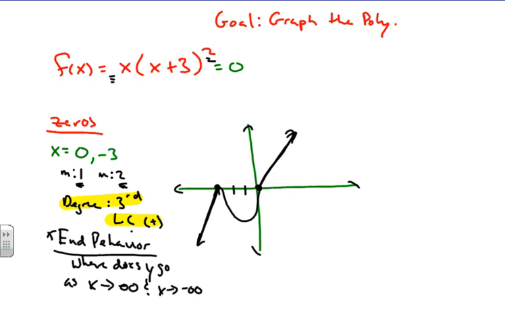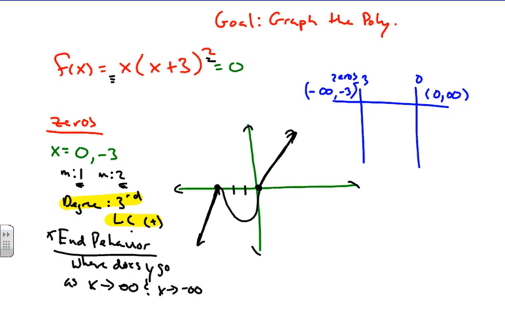We can also perform a sign chart and figure this out. By using the sign chart, we can get the same thing. We take our zeros right here, at -3 and 0. We write our intervals: from -infinity to -3, then -3 to 0, and from 0 to infinity. Then we look at our y values. What is the sign of my y? This is a sign chart, by the way, if you didn't know.